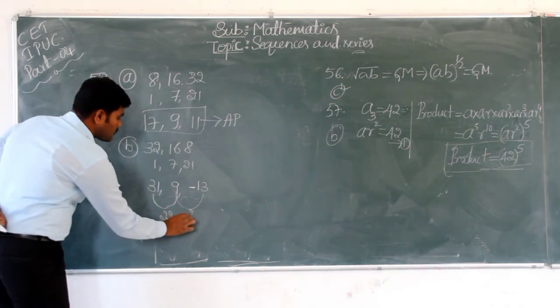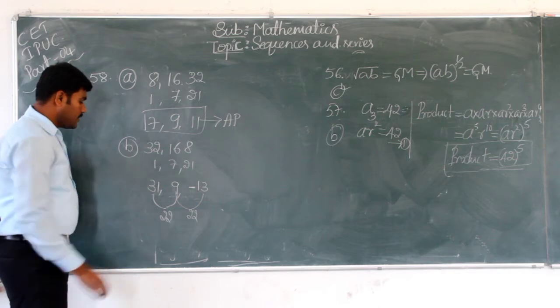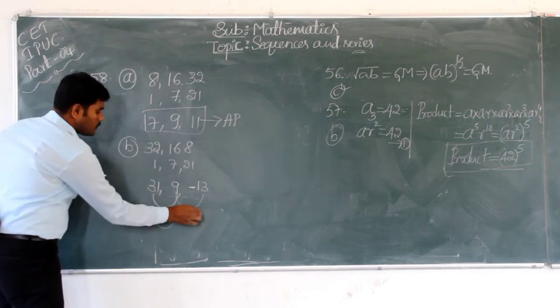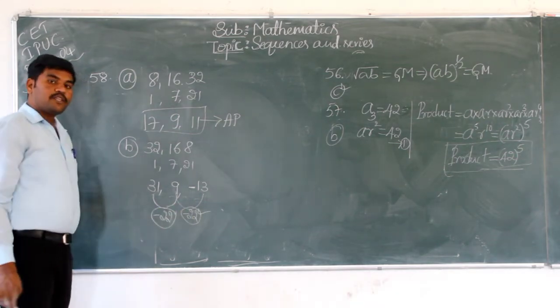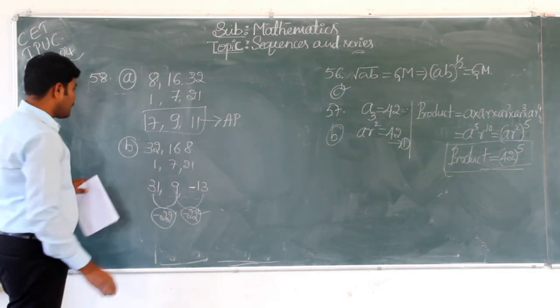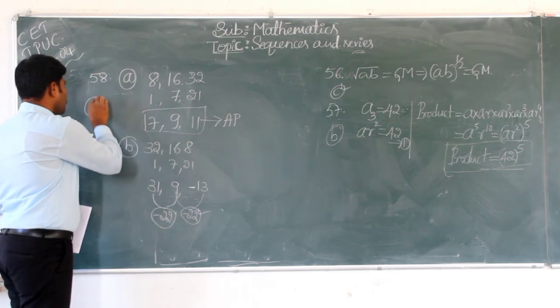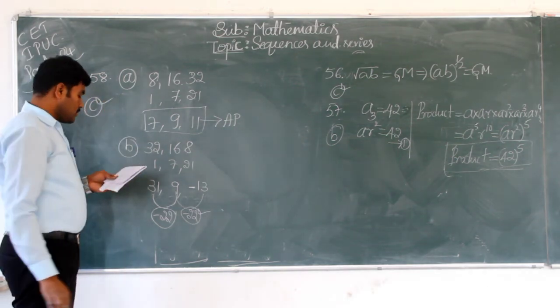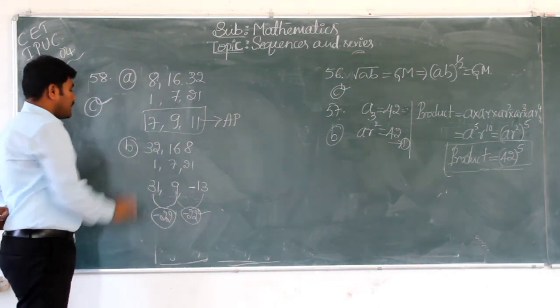Again, here also the difference is 22. Minus 22, minus 20. The difference is the same. Both the options are correct. So choose option C, which says both A and B. That is the right answer. Option D, none of these. See, option C is the correct answer.